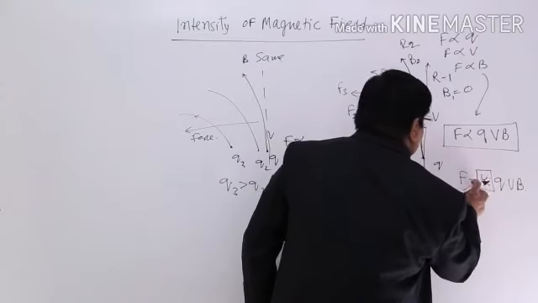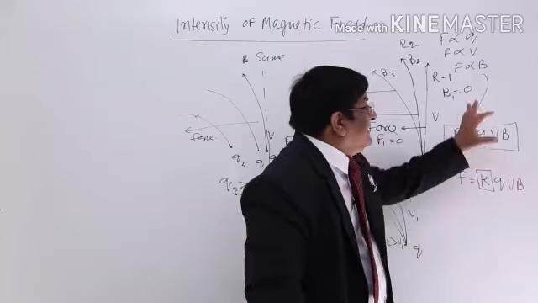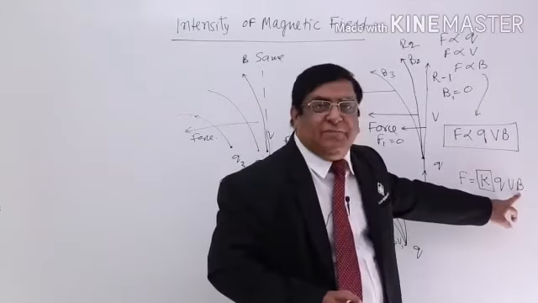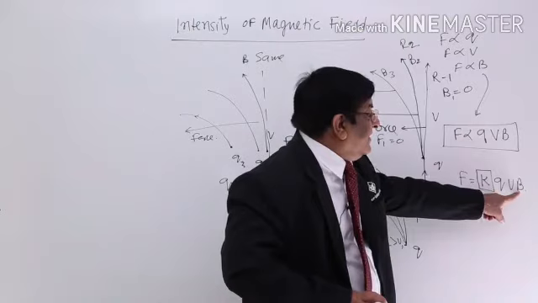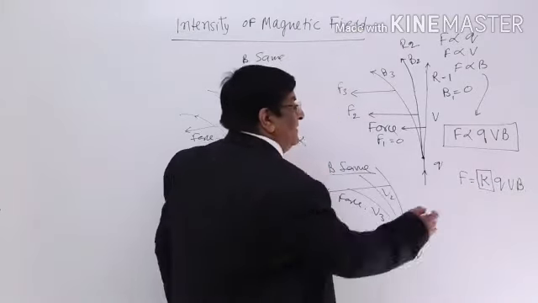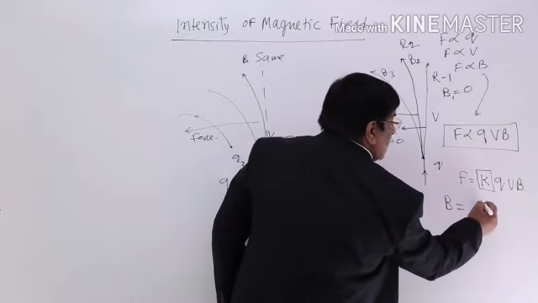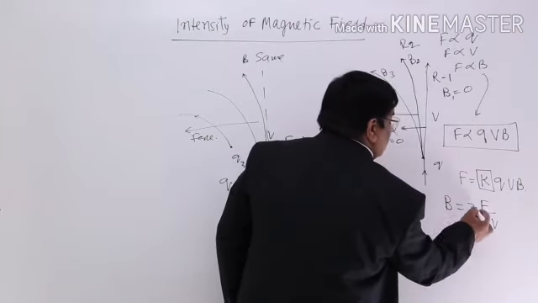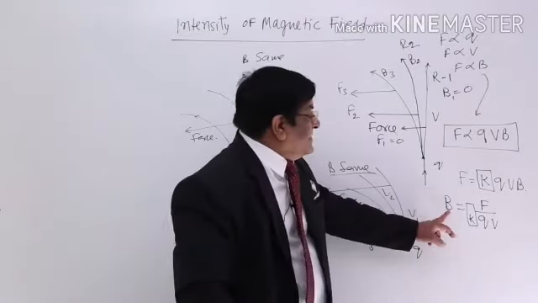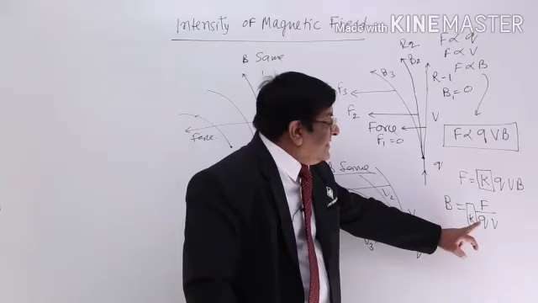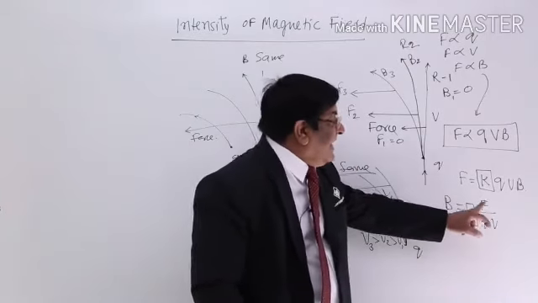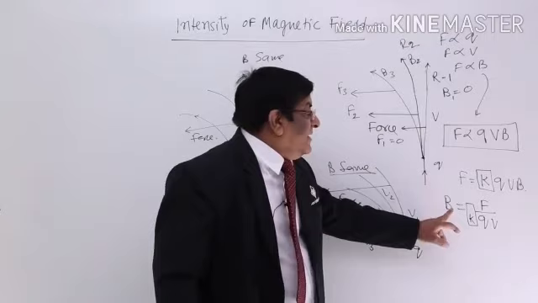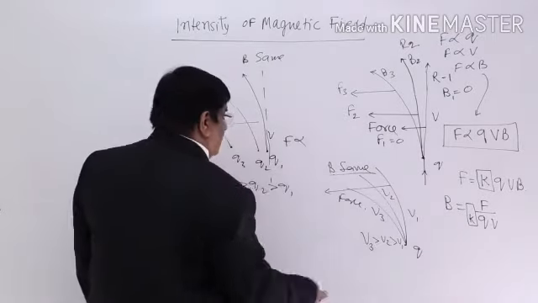But this constant we can make 1, because in this topic B has been introduced as a new quantity for the first time. Whenever we introduce a new quantity for the first time, we have the advantage that we define it in such a way that K becomes 1. Then how will we define it? B is equal to F upon Q V, and the constant can be placed anywhere, it doesn't matter. The unit of B is chosen in such a way that if the charge is 1 coulomb and velocity is 1 meter per second, then the force is 1 Newton. Then I will take B as 1 unit. Then in this formula, K will become equal to 1.